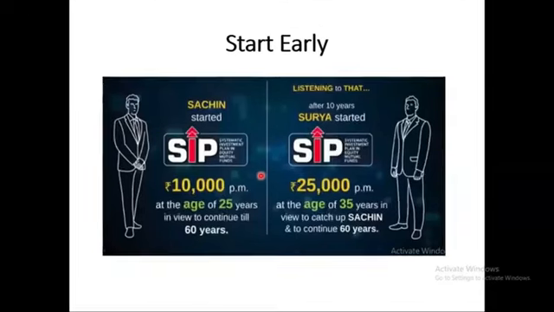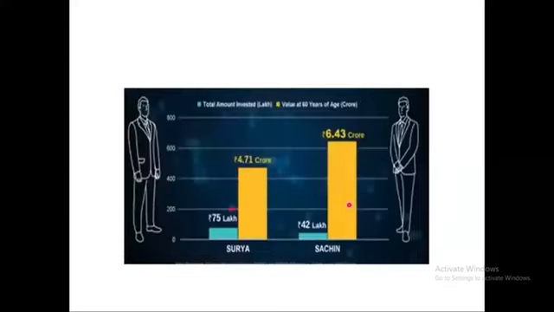The second one is start early. You have to invest as early as possible. I'm going to give the example of Sachin and Surya. Sachin decided to invest 10,000 rupees every month at the age of 25 and he wanted to continue till 60. After listening to Sachin, Surya decided to invest 25,000 rupees per month in SIP at the age of 35 and he wanted to continue till 60. At the age of 60, Sachin has invested 42 lakh. He is able to create a corpus of 6 crore 43 lakh rupees.